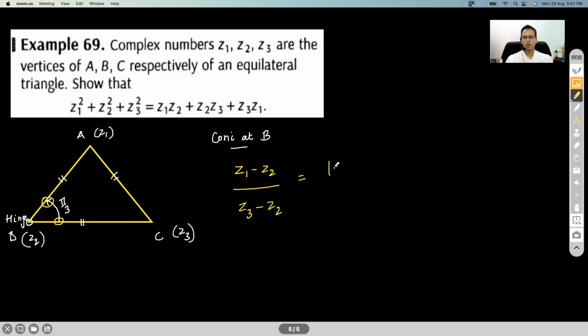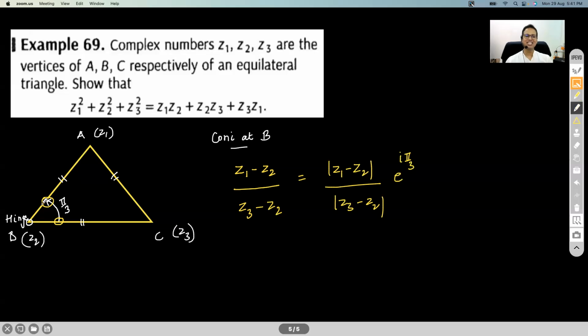Okay. Now mod Z1 minus Z2 by mod Z3 minus Z2, e to the power. Now since it was assumed anti-clockwise by Krish, he will write i pi by 3. Is that fine? Any problem in creating this rotation theorem formula at B?